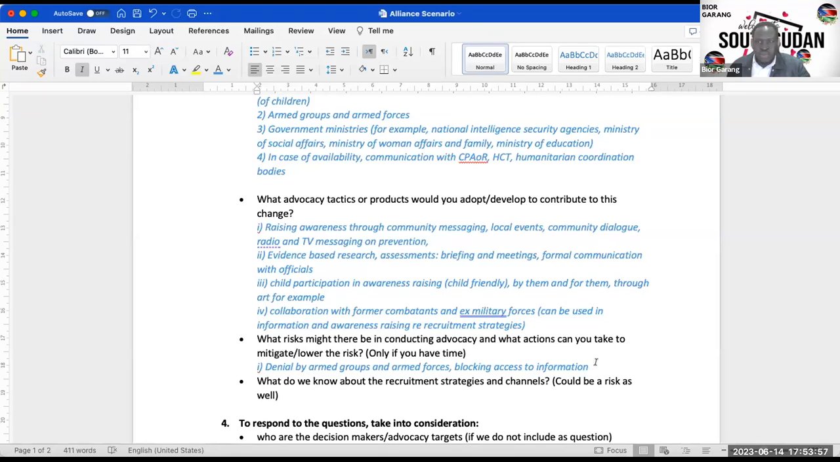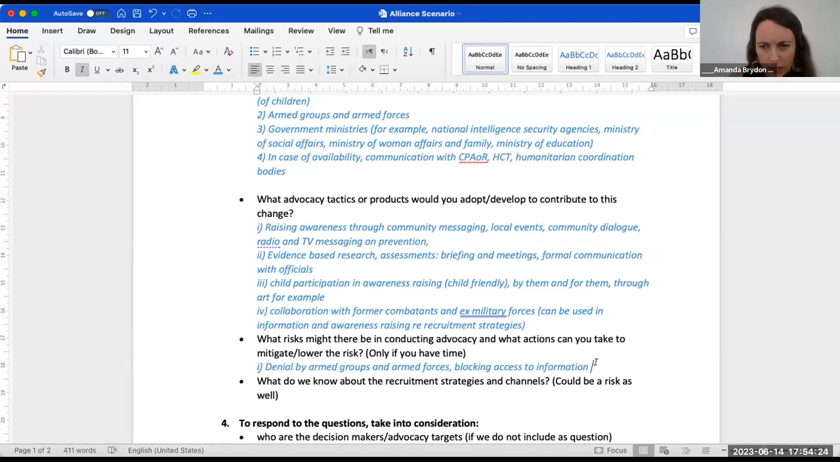To mitigate that, you might find a way of getting this evidence, documenting it, and finding outside sources that can share it widely, so that the conflicting parties do not have an excuse that they do not know the information is there on the children within their forces. Yeah, absolutely. I think that's a great point. Thank you.